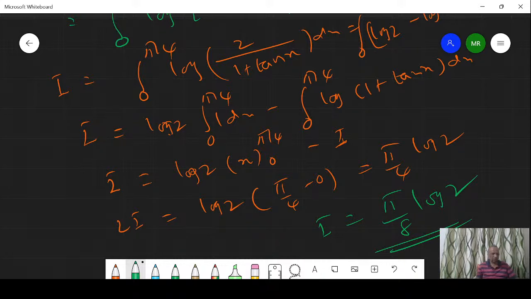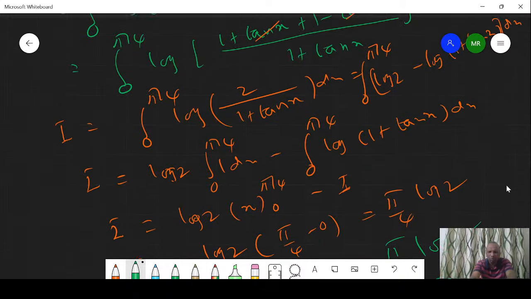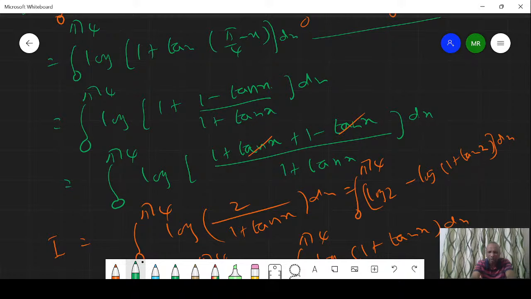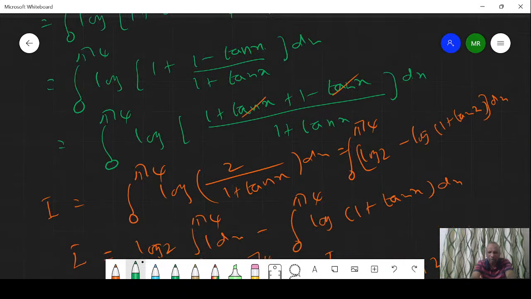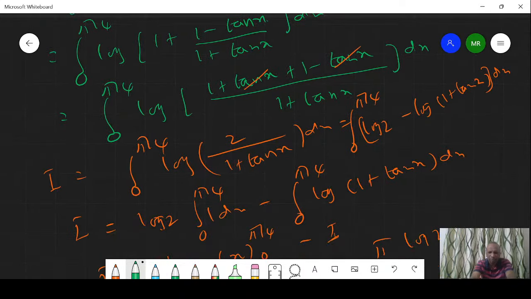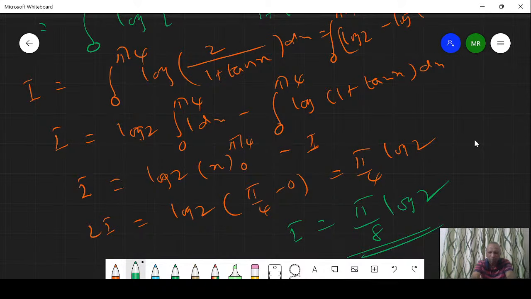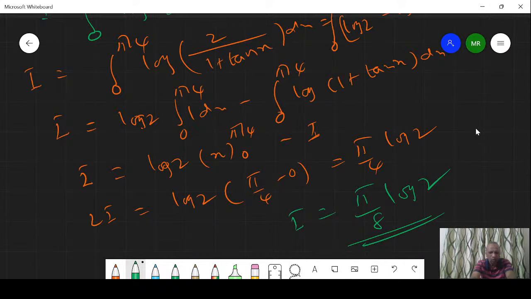Right. Not that much difficult, we can solve that problem. The next one. See here the pi by 8 log 2. I think it's clear, the simple problem, concept is simple. 0 to pi by 4, apply x means pi by 4 minus x. Right hand of a minus b, simplify. Log m by n is log m minus log n. You separate two integrals. Repeat I again. Transfer I to the left side. You simplify that. It gives I equal to pi by 8 log 2.